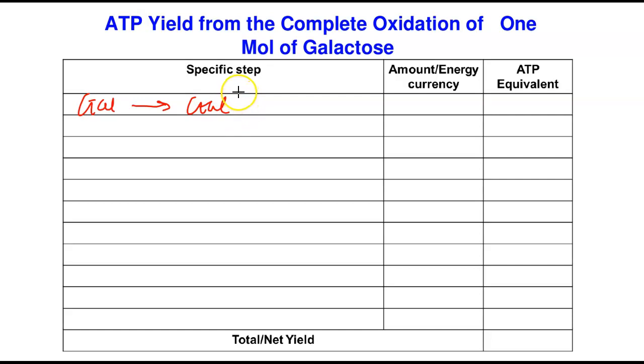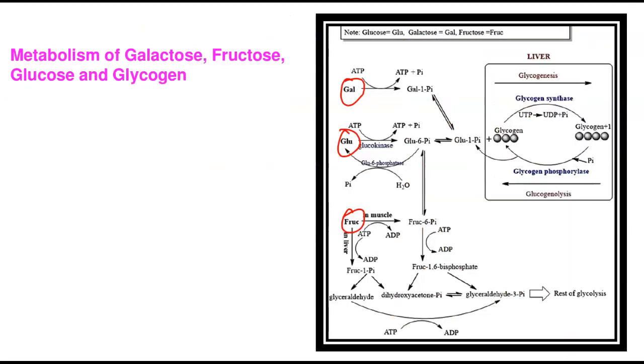We have galactose going to galactose 1-phosphate. Here you've used 1 ATP. What that simply means is that you have lost 1 ATP here. You go back to that table again. And then which pathway is it taken?